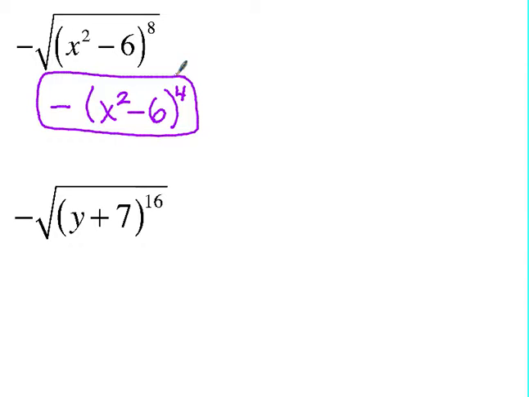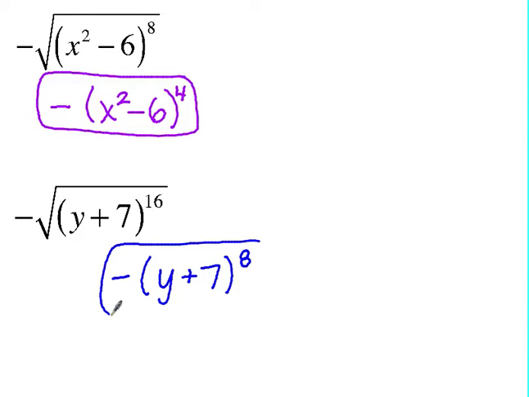What about the bottom one? It's going to be negative y plus 7 to the 8th power, exactly right. The thing you don't do is distribute your negative sign within the parentheses. That negative has to stay on the outside. Yes? But when we're referring to powers, it's different.